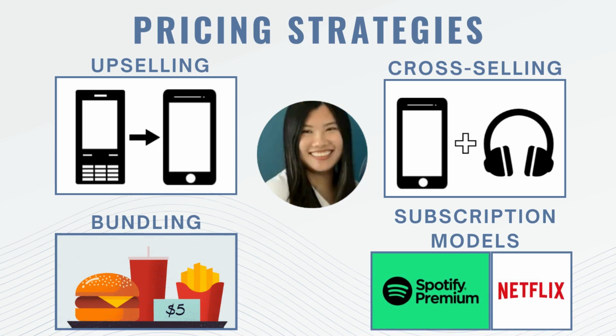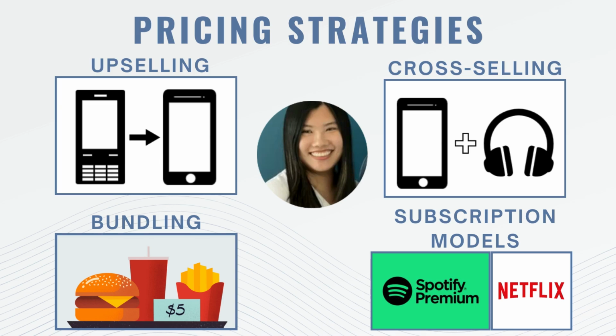And last we have subscription models, and that's a pricing strategy where customers pay a recurring fee, typically monthly or annually, to gain access to a product or service for a specific period. This provides a predictable revenue stream for the business and ongoing value for the customers. For example, streaming services such as Netflix for movies and TV shows, Spotify Premium for music, and Disney Plus.